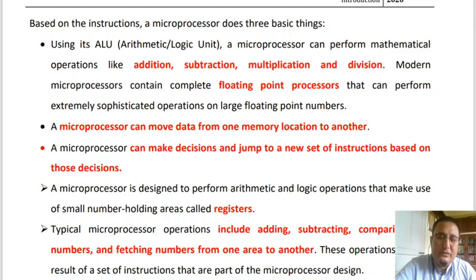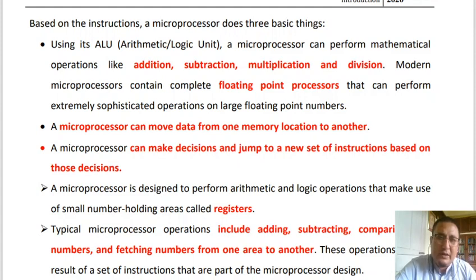The first activity includes arithmetic and logical operations. So a microprocessor performs arithmetic operations such as addition, subtraction, multiplication, division, and logical operations such as realization of AND, OR, and NOT gates. Now, some of the sophisticated or advanced microprocessors are also capable of performing floating point operations.